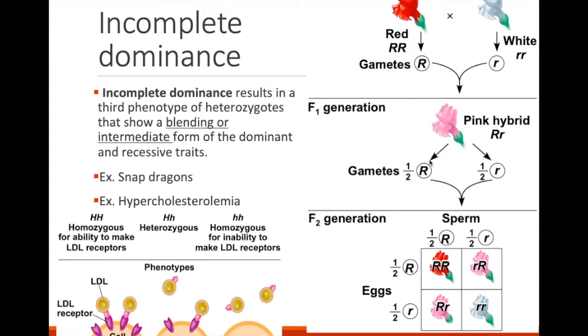Then if we do an F2 generation, where we have a cross between two pink flowers, we get one red flower, two pink flowers, and one white flower. So in this case, the pink is the intermediate or blended phenotype, and the F2 generation is going to have one that has the dominant phenotype, two that have the blended intermediate phenotype, and then one that has the recessive white phenotype.